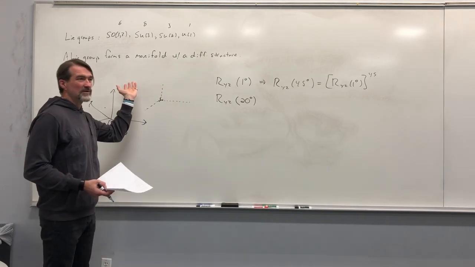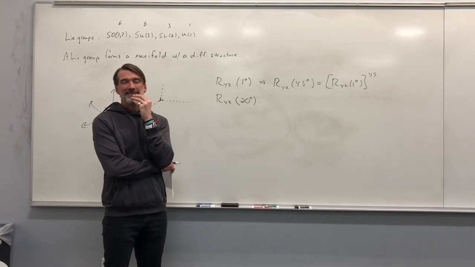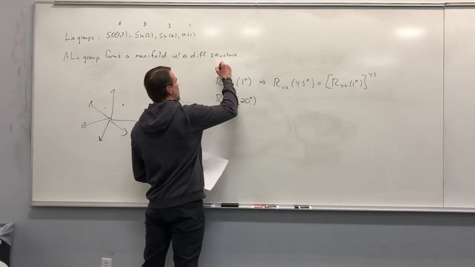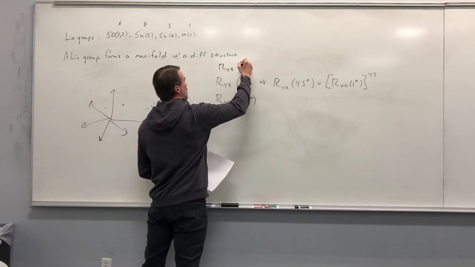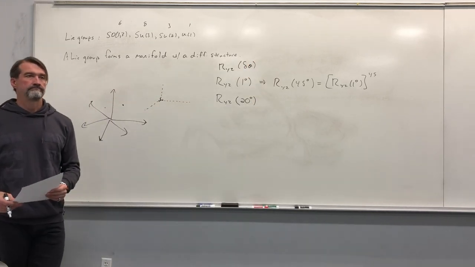Now, this is a continuous group. So how small do you think the initial transformation needs to be? Yeah, it's got to be a rotation by an infinitesimal angle. Okay?